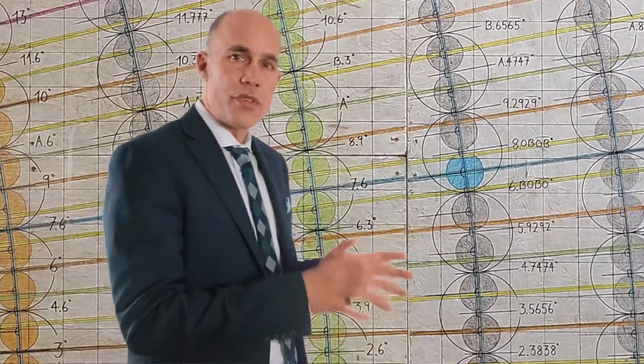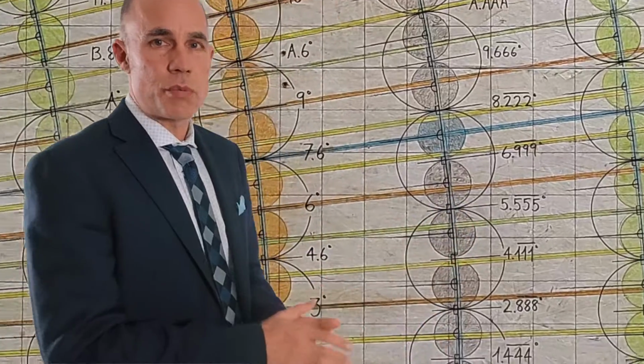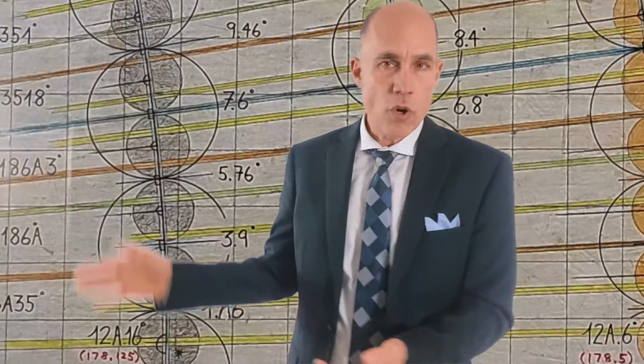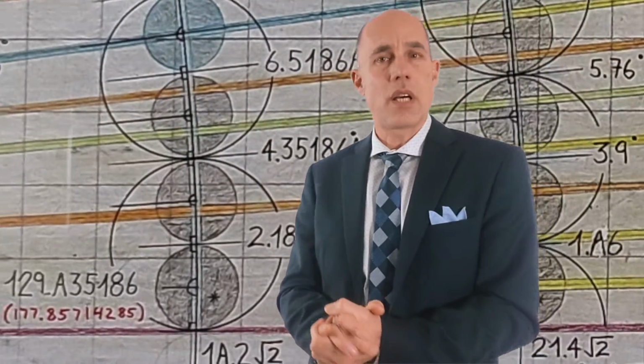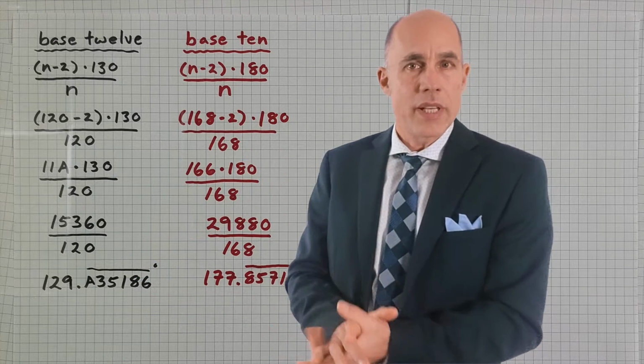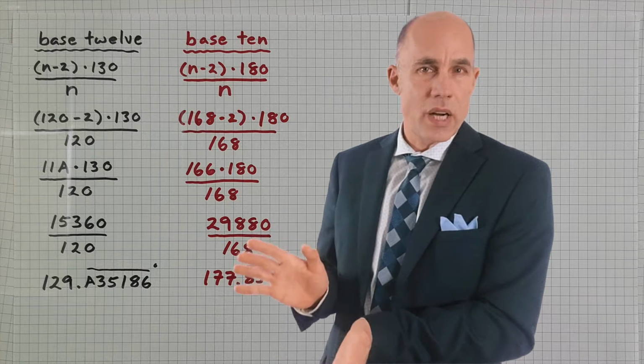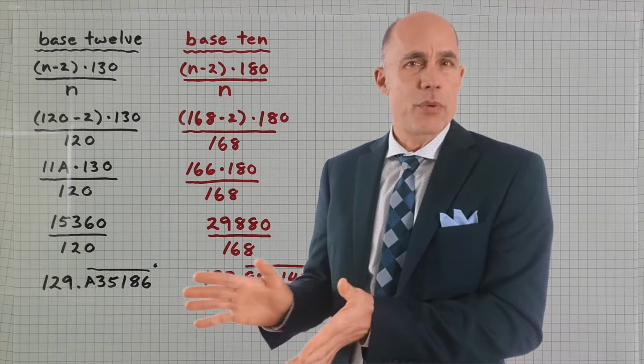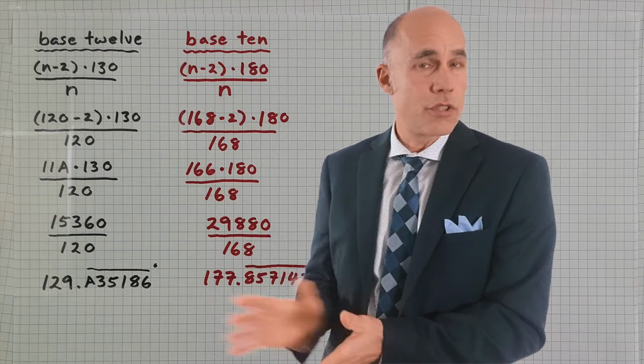So we can figure out the interior angles of all those small circles. We use our formula n minus 2 times 130 divided by n. So we plug in the right number and we get the degrees of 129.835186. So that's our first repeating decimal.